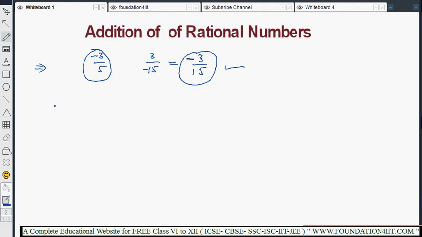So let us see the two cases in addition of rational numbers. The first case is when the given rational numbers have the same denominator.